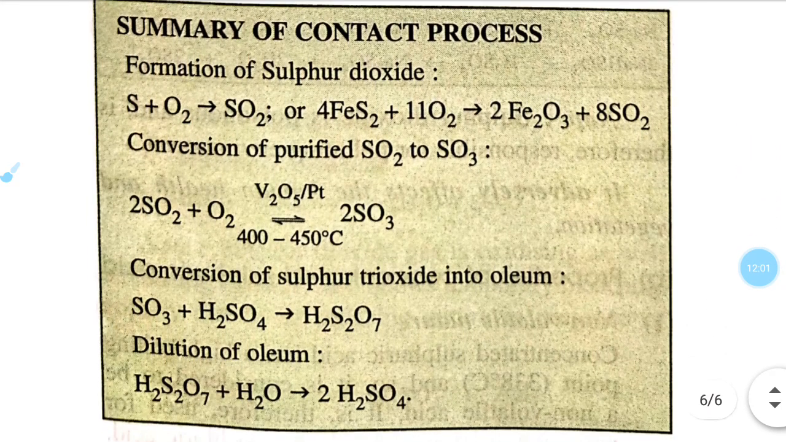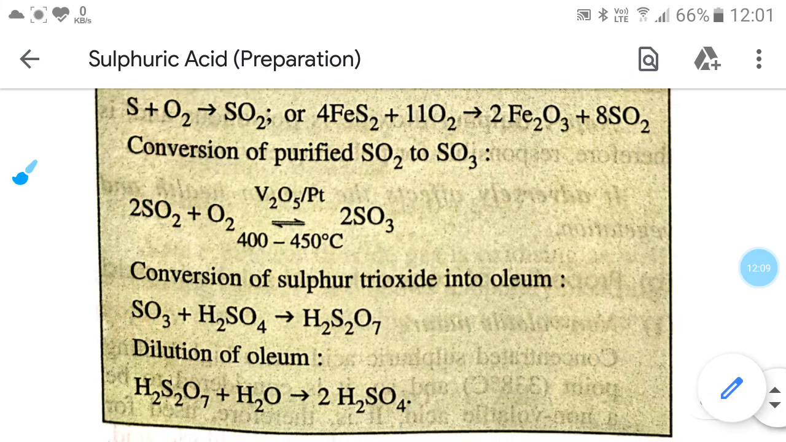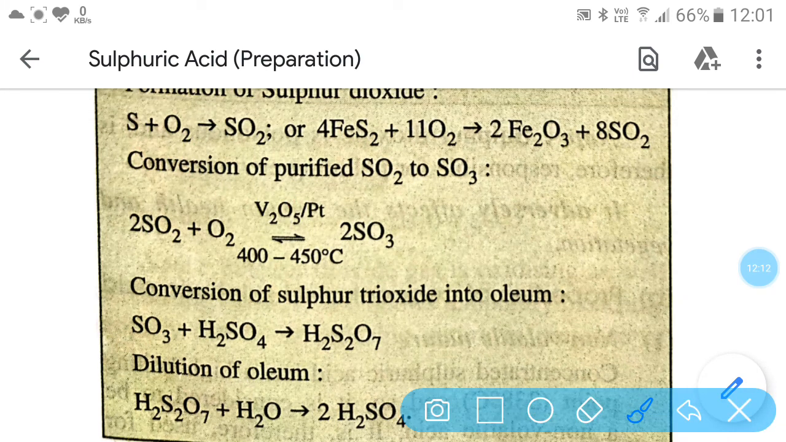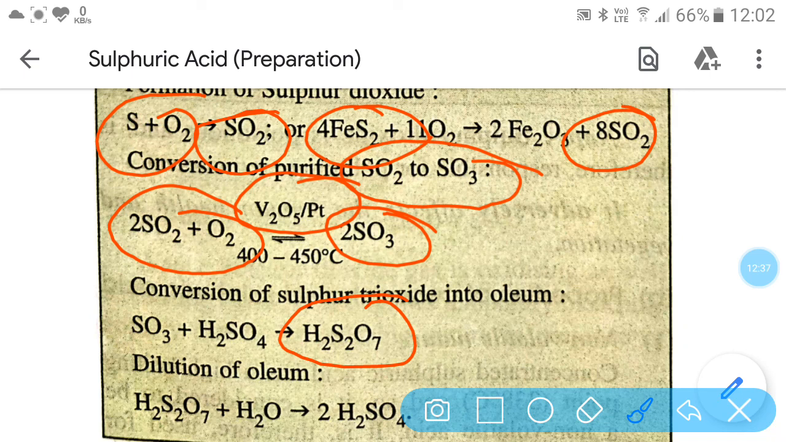Now the summary. It's easy to remember. Sulfur dioxide is formed from sulfur and oxygen. We can also form sulfur dioxide from iron pyrites. Then conversion of sulfur dioxide to sulfur trioxide: sulfur dioxide reacts with oxygen to form sulfur trioxide. Remember the conditions: either vanadium pentoxide or platinum, temperature 400 to 450 degrees Celsius. Then sulfur trioxide is converted to oleum, and after that oleum is mixed with water to get sulfuric acid.